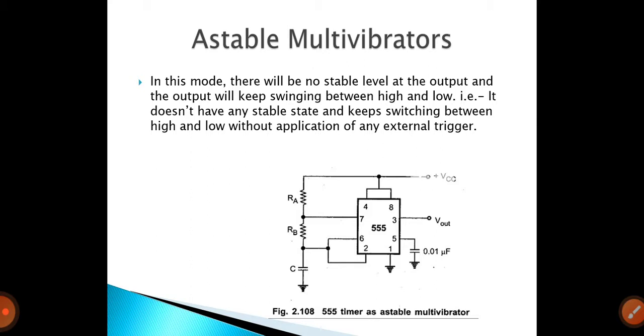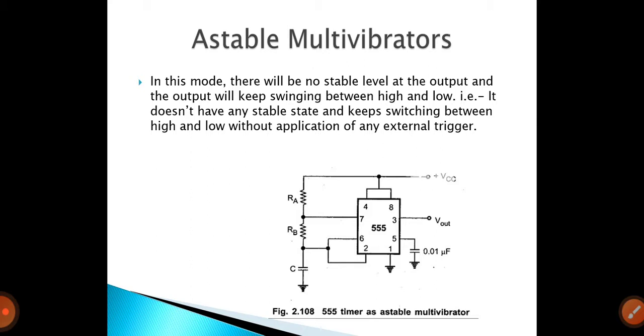It is very important. You have to do the experiment on these two applications, astable and monostable, right? In yesterday's class we discussed monostable, and in this class we are going to discuss the astable multivibrator. The two words are there, astable and multivibrator. Astable means not stable.